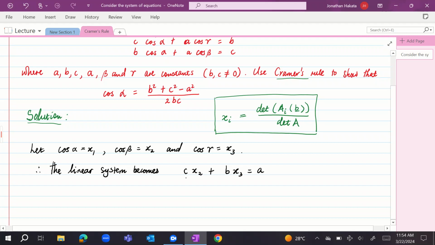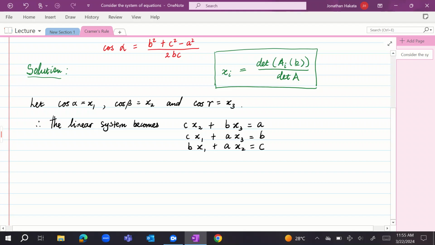The second one goes like c x1, because we have cos alpha now, plus a x3 equal to b, and lastly b x1 plus a x2 equal to c. This is our new linear system in terms of the new variables x1, x2, x3.